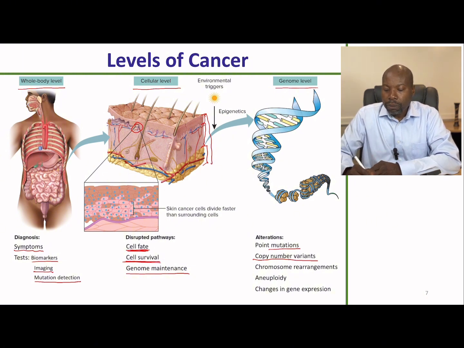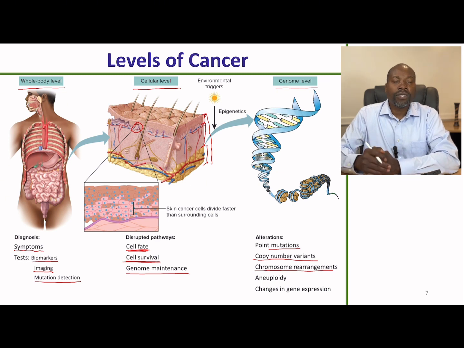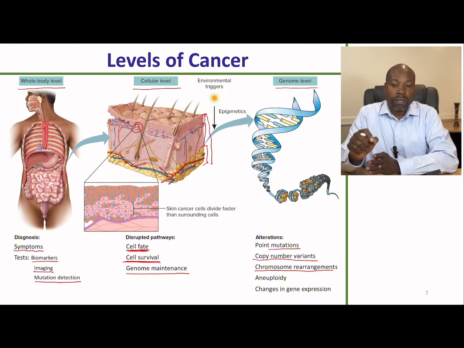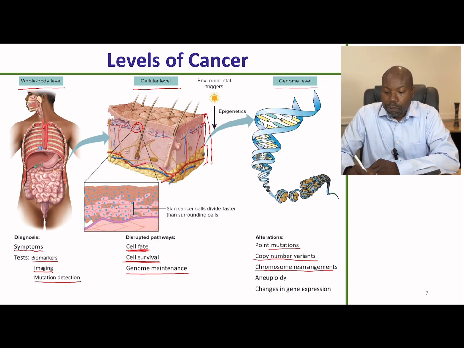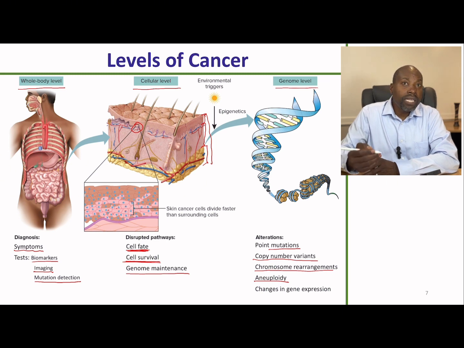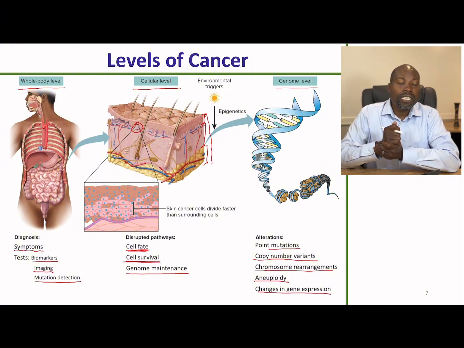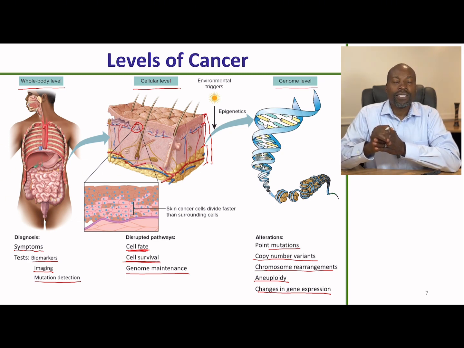We have the chromosome rearrangements. What we mean by chromosome rearrangement, we talked about inversion, for instance. We talked about the moving of one piece of chromosome to another area of the chromosome or another chromosome, right? Aneuploidy, okay, which is too many or too little amount of chromosomes. Change in gene expression. And change in gene expression is actually a major reason for cancer development.